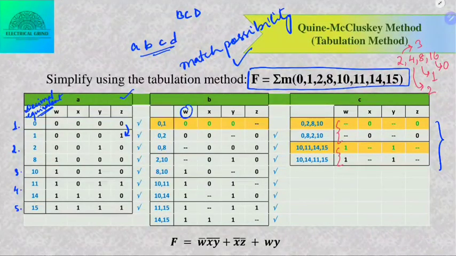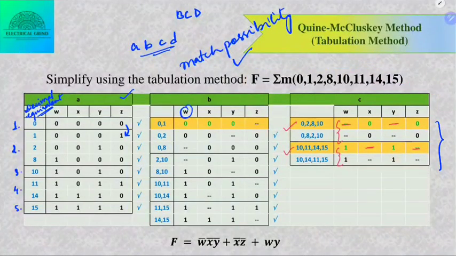So here we will see if there is a possibility of 8 literals combining, and as we can see, for 0, 8 and 10, and 10, 11, 14 and 15, the dashed positions are not at the same level, so further grouping is not possible and we will stop our matching process.